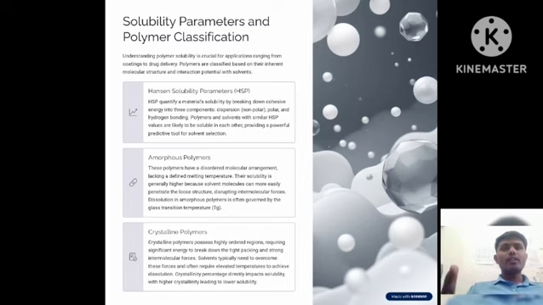HSP quantifies material solubility by breaking down cohesive energy. As we know, cohesive energy is the most important energy, because it requires polar as well as non-polar bonds to create or dissolve them.